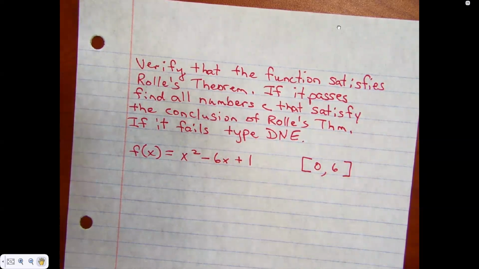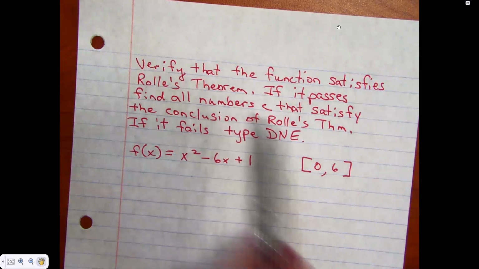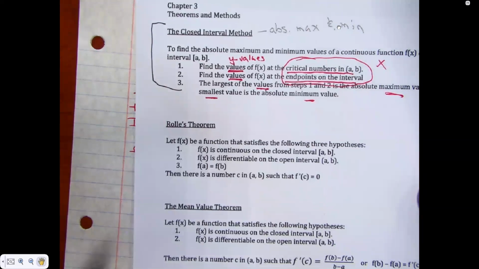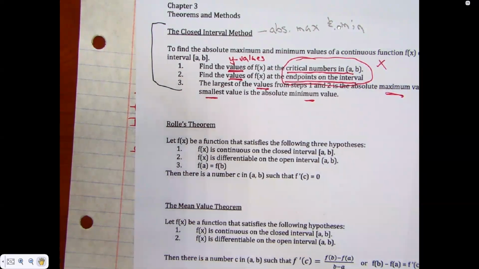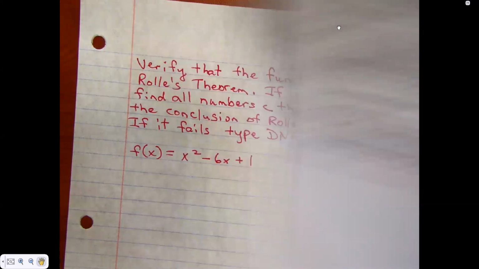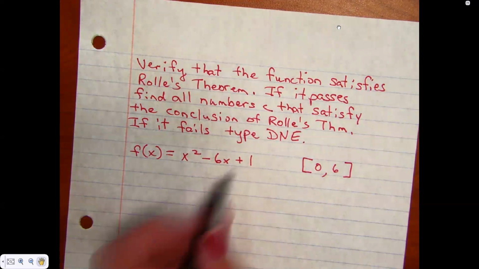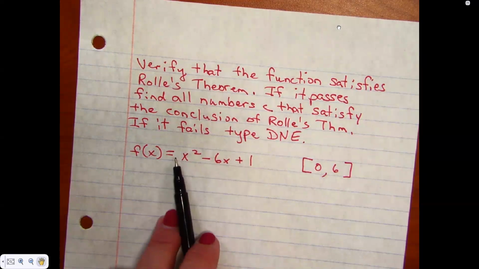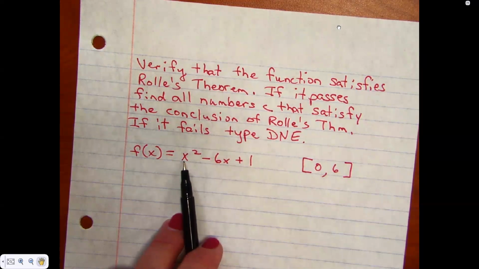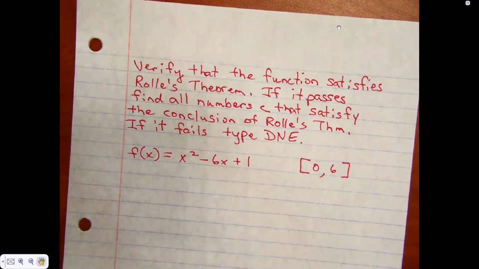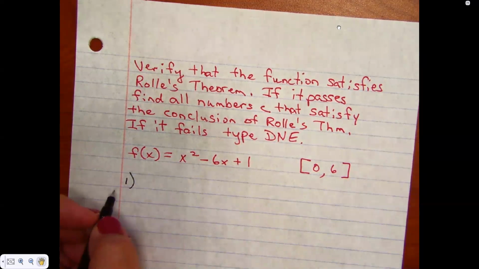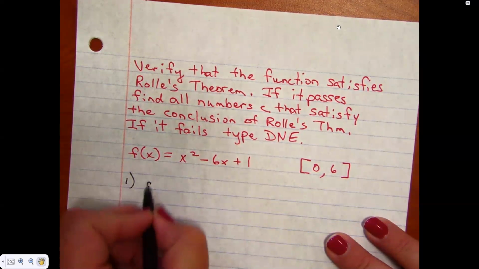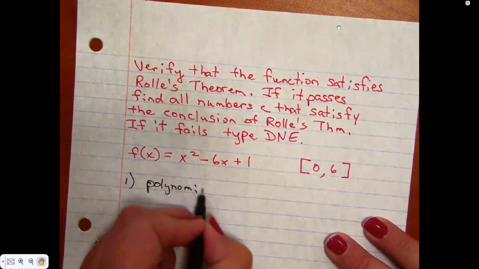Okay, so we have to verify that the function satisfies Rolle's theorem. Especially on the test, you must go through and show me that you did steps 1, 2, and 3. So what is this going to look like? You need to say that this is a polynomial. Why do we like polynomials? They're always continuous. There's no problems, right? Very, very few problems. So for 1, we're just going to say polynomials are continuous.